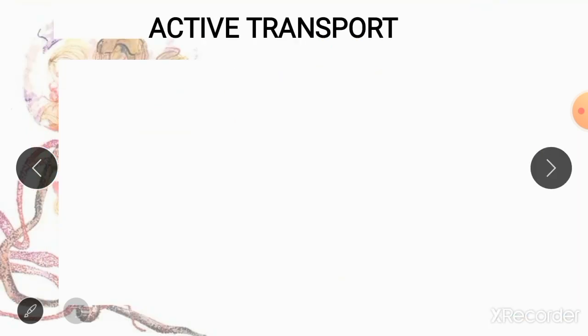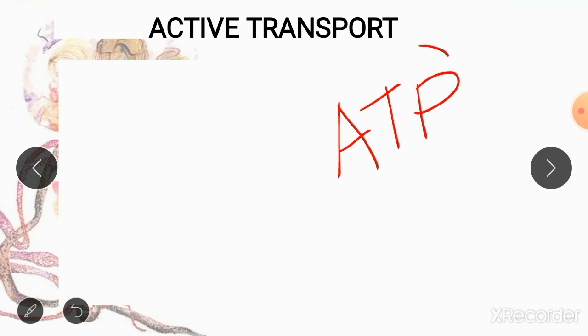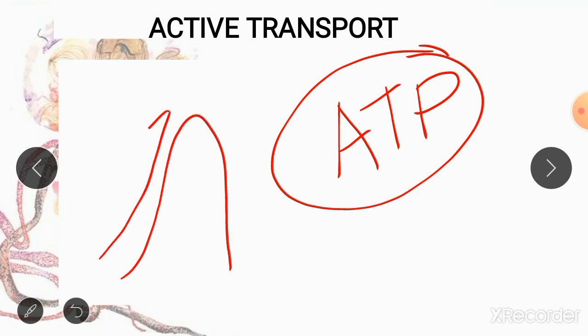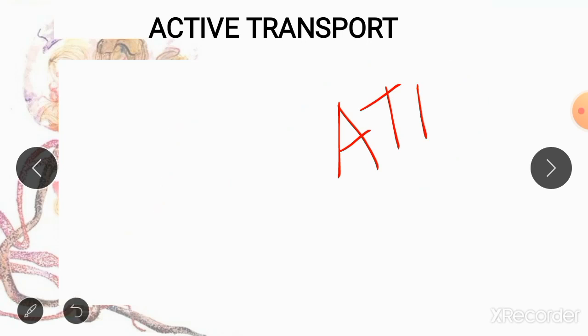Next, let us discuss the mechanism of active transport. You already know that whenever there is use of ATP during transportation, this is known as active transport, and it is always uphill, which means it is always against the concentration gradient, from low concentration to higher concentration of substances. That is the reason it requires energy and ATP.